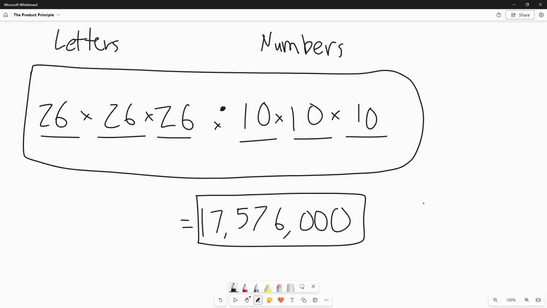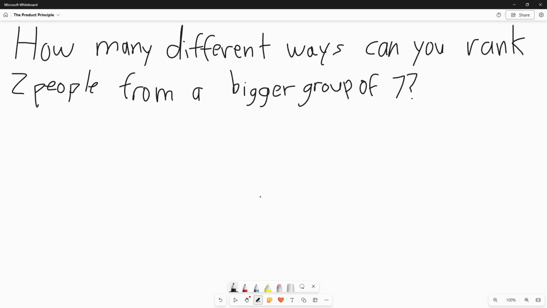So if we have a license plate where the first 3 places are letters and the last 3 places are numbers, we can make 17,576,000 total license plates. Now, let's do another practice problem. If you think you know how to do this one, then pause the video and try it.